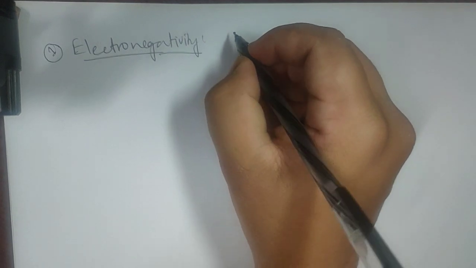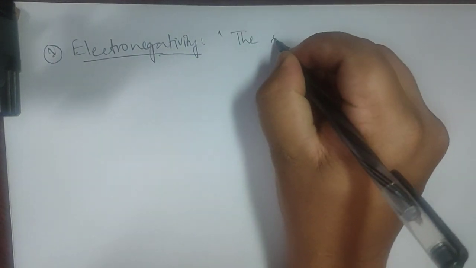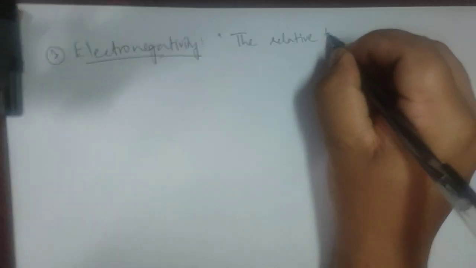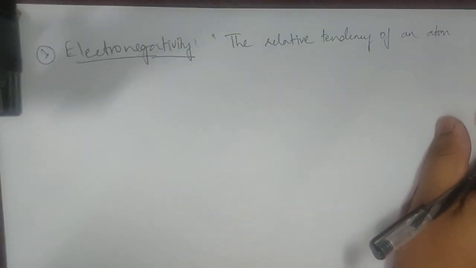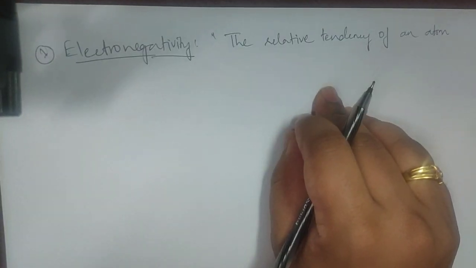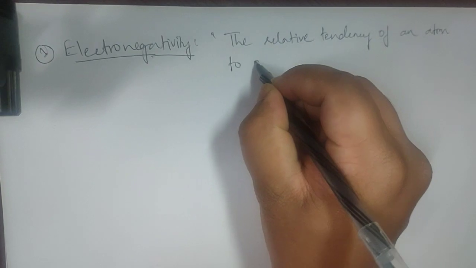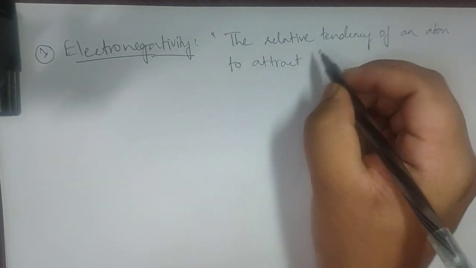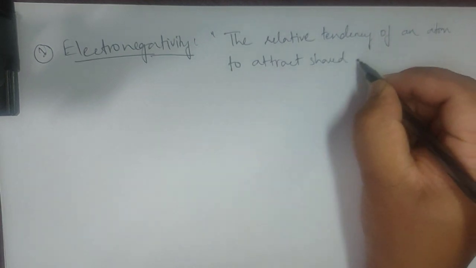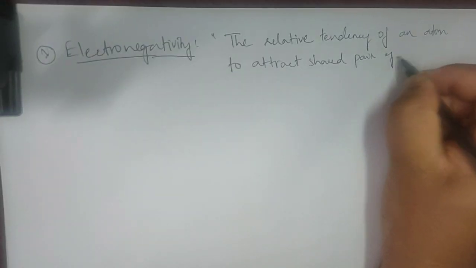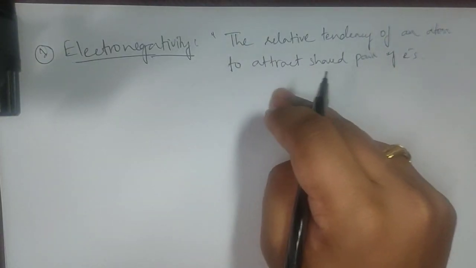By definition, what is electronegativity? The relative tendency of an atom to attract a shared pair of electrons. Okay, so this is called electronegativity. So I want you to remember the definition also, most important.